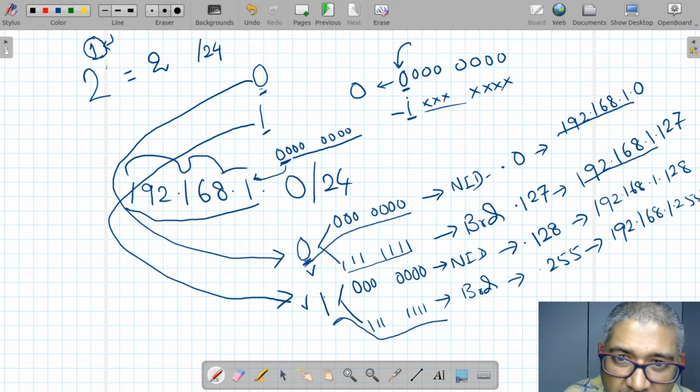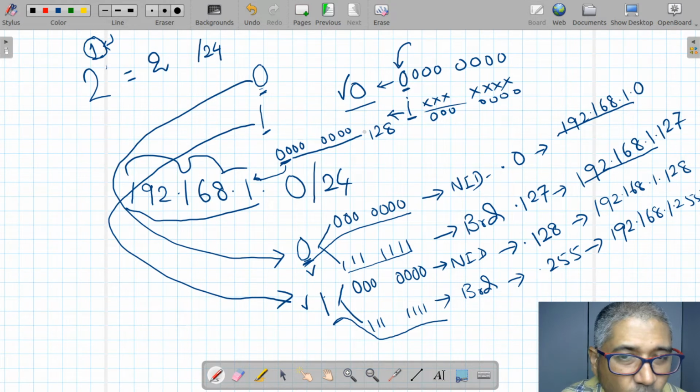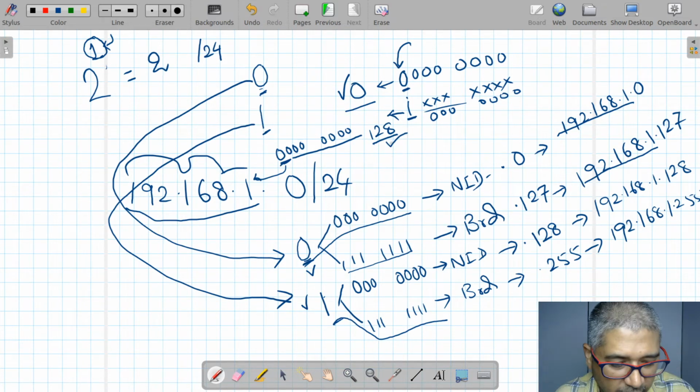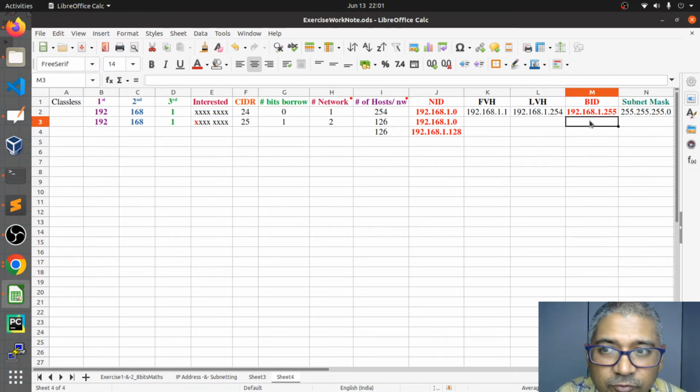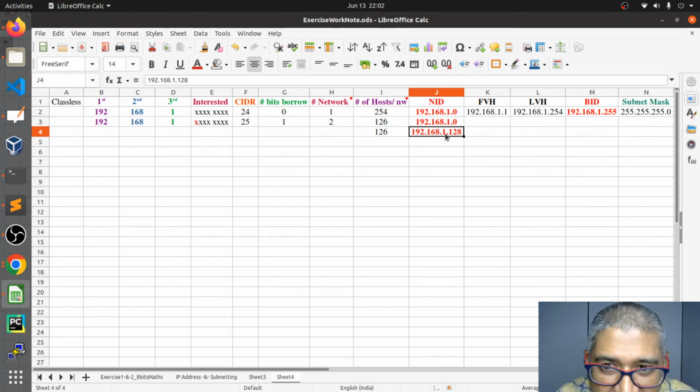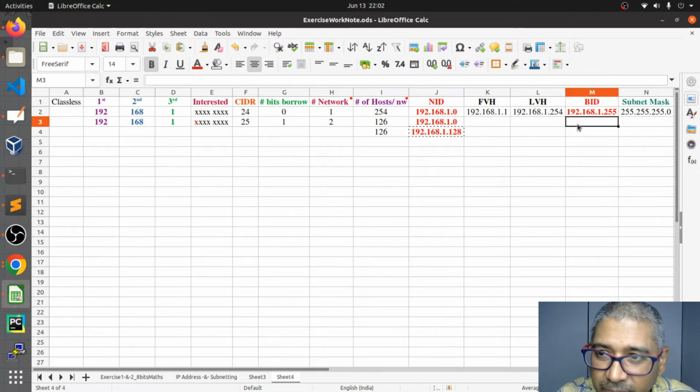If the first bit becomes 1 and we keep all the other values 0, what will be the value? 128, right? So we have two networks, and the first network IP is .0, the second network IP is .128. If you know the second network IP is 128, you can easily calculate the broadcast IP of the first network: this minus 1. Agree or not agree? Yes, sir. Excellent.